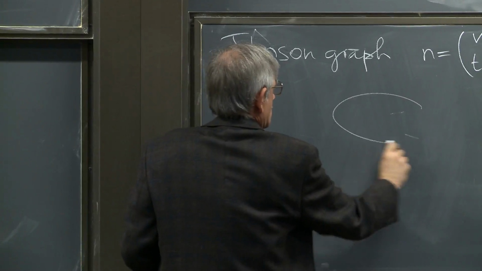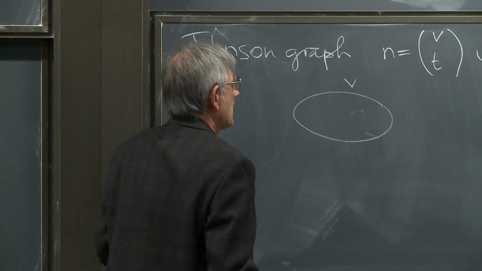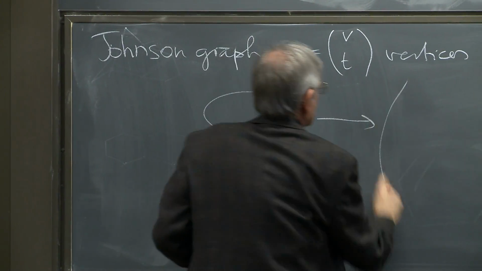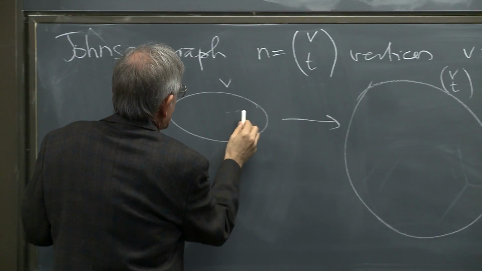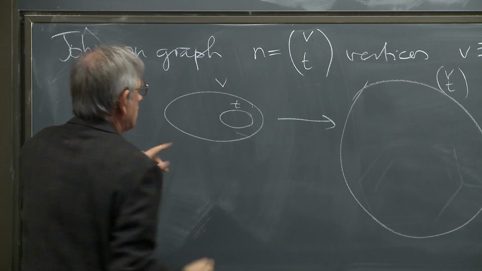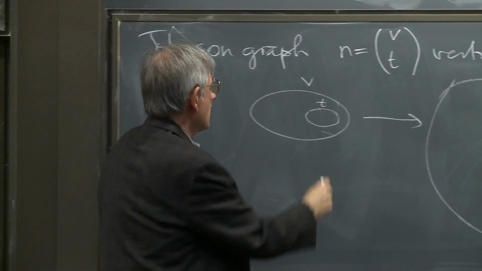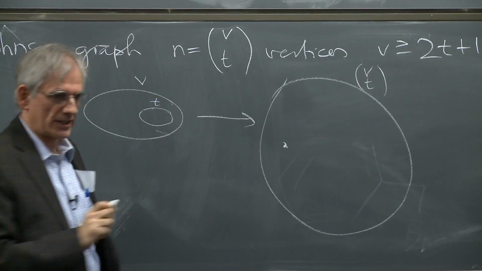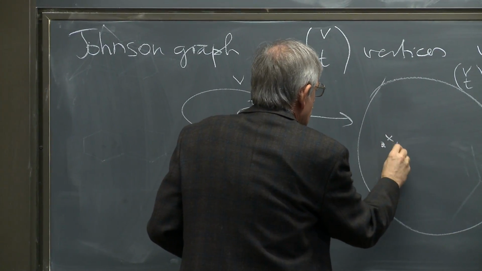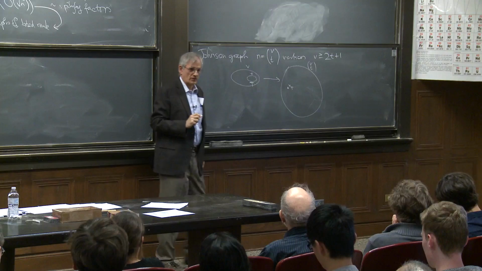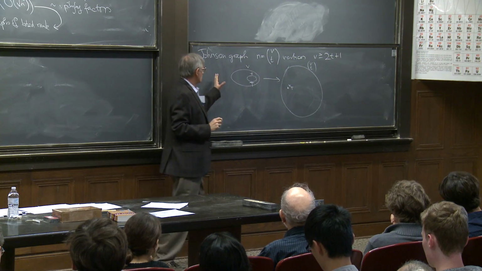So let's imagine I have a set of V elements, and out of this, I create a much bigger set of V choose T elements. The correspondence is that no matter how I pick T out of these V elements, that will correspond to one vertex. So if this is little t, then there will be a little vertex here which I call x sub t. Okay, so that's the correspondence.